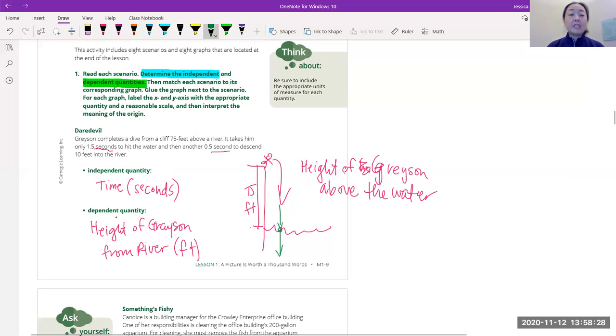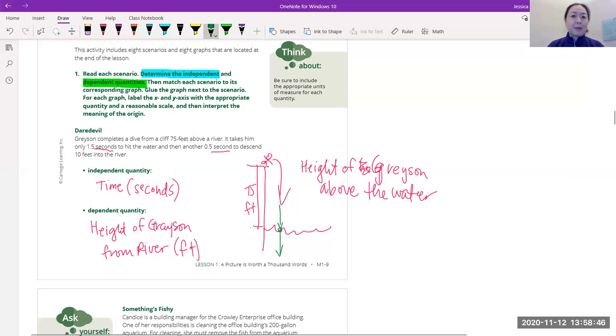And then our dependent is not going to be the cliff, because a lot of people say the cliff, but it's not the cliff because the cliff doesn't change, right? That's not what we're measuring. We know that it's 75 feet, but what is changing? What is the thing that's changing? It's the height of Grayson above the water, or from the water, I guess you could say, right?